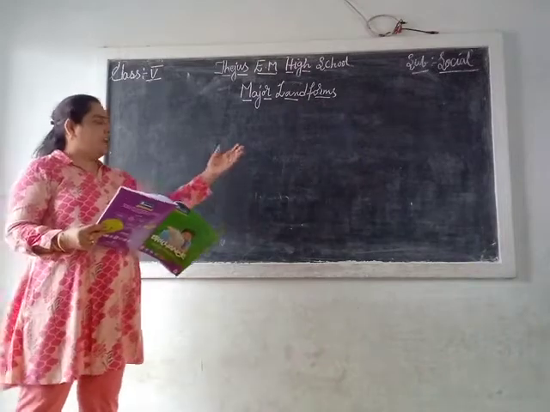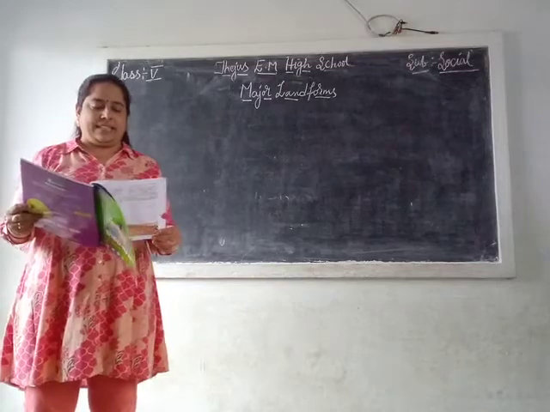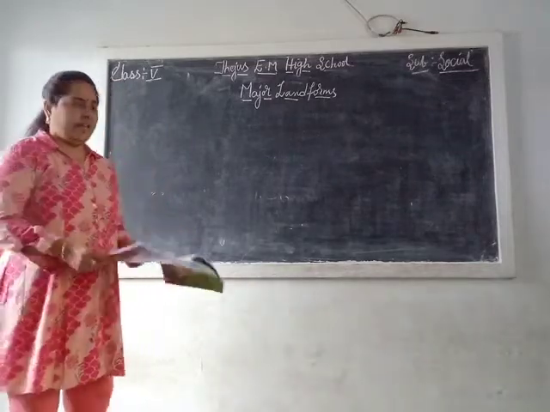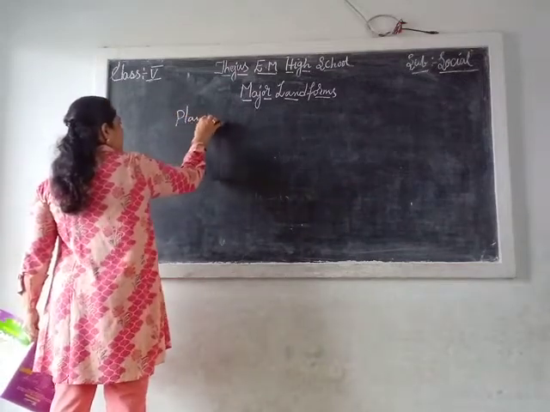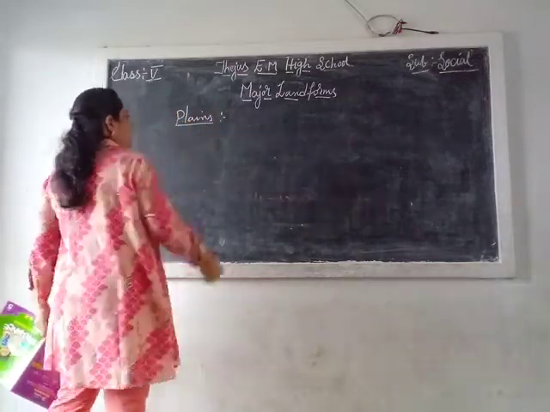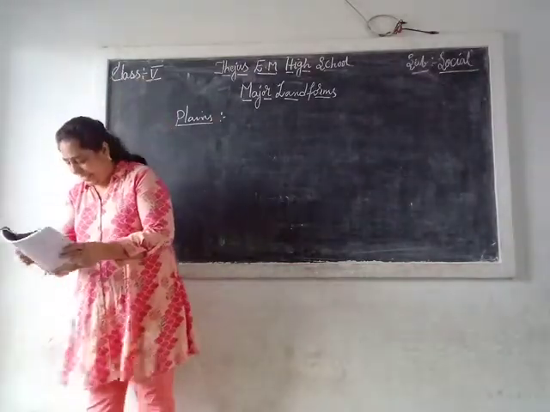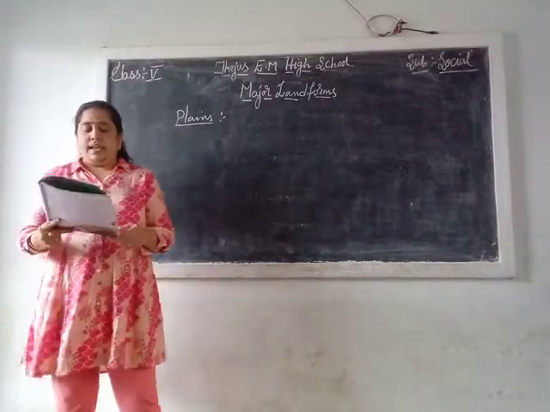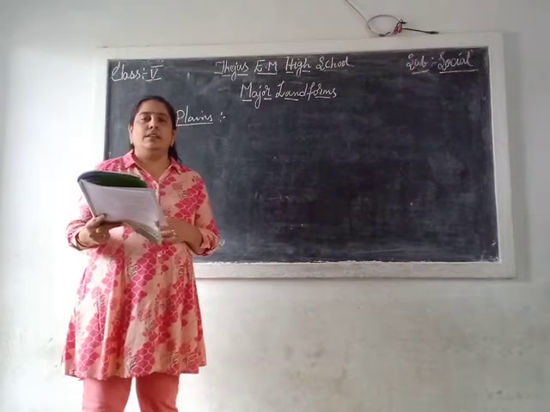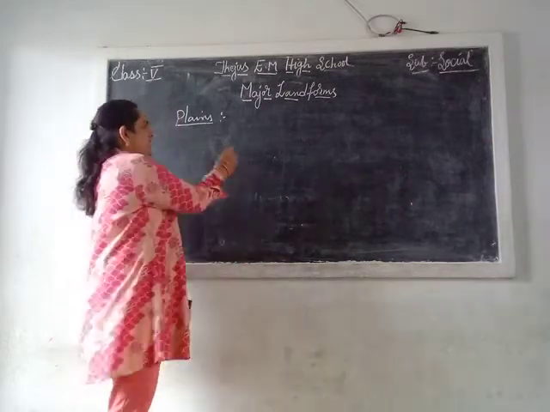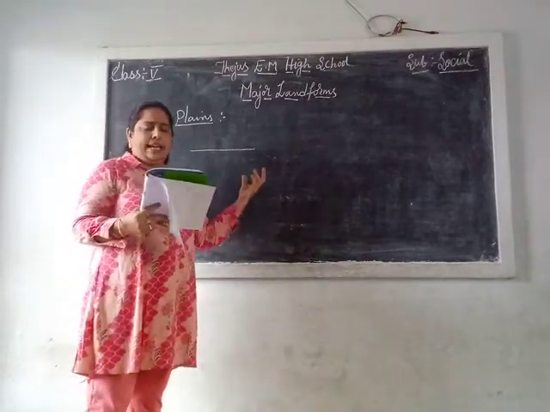We have seen the major landforms, mountains and plateaus. Now the next one is plains. What is a plain? A plain is a flat and low-lying land surface.